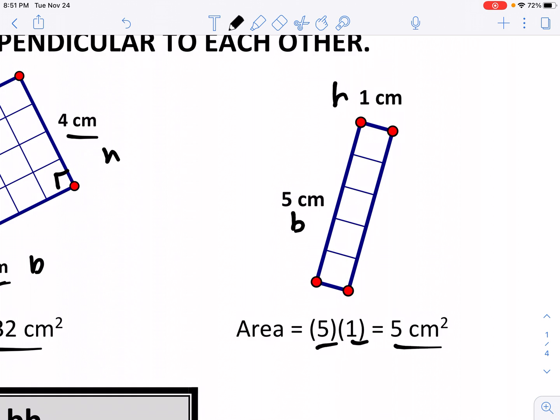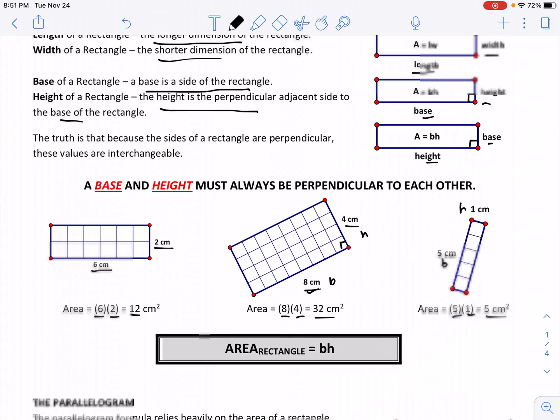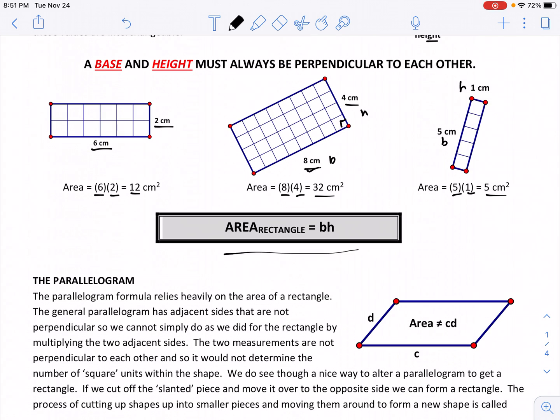So finding the area of a rectangle, we just take the base times the height. In this case, 5 times 1 is 5, so we get 5 centimeters squared. Okay, so that's the area of a rectangle.